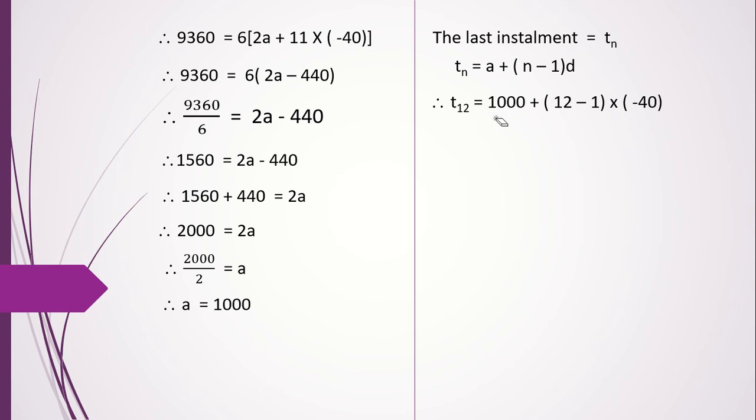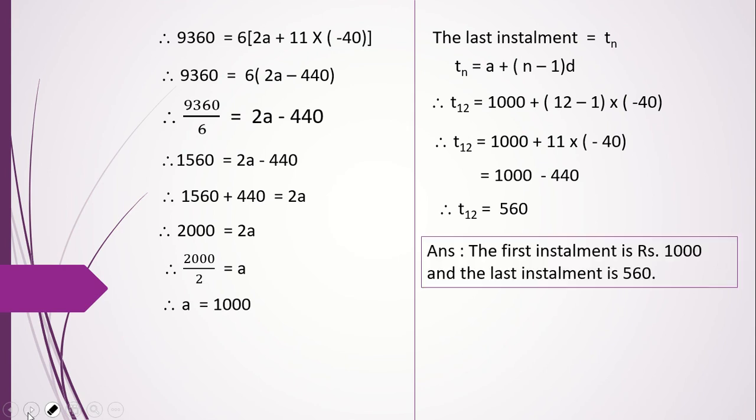a we got 1000, n is 12 minus 1, into d which is minus 40. So 12 minus 1 is 11, and 11 into minus 40, as we just found, is minus 440. So how much is that? 560. His installments are going on decreasing. First installment was 1000 and his last installment becomes 560. This is how he will pay in 12 installments. His first installment is rupees 1000 and the last installment is rupees 560.